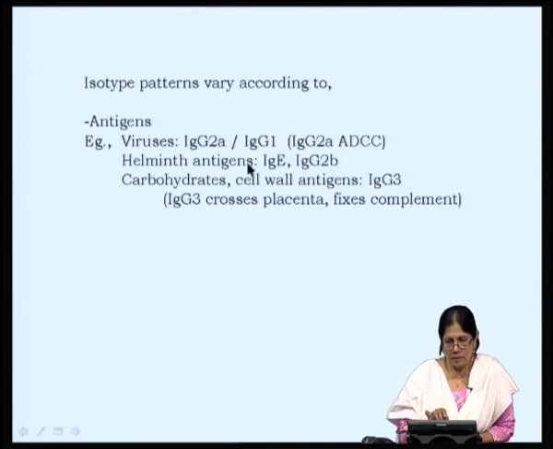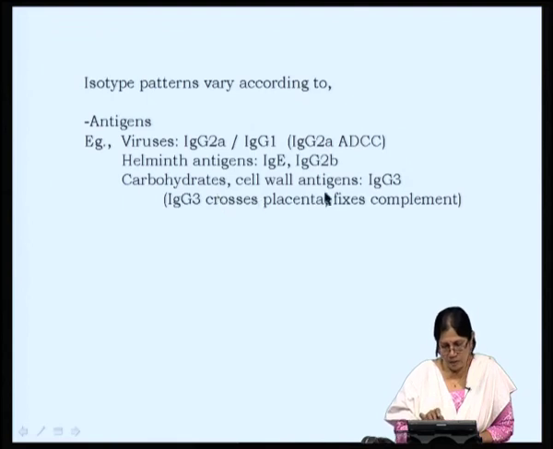Helminth antigens induce an IgE type of immune response or IgG2B. Now, we will be dealing with this a little later. Carbohydrates, on the other hand, or cell wall antigens, typically induce an IgG3 type of immune response. Let me give a reason: IgG3 can cross the placenta, and IgG3 can fix complement better than the other isotypes.